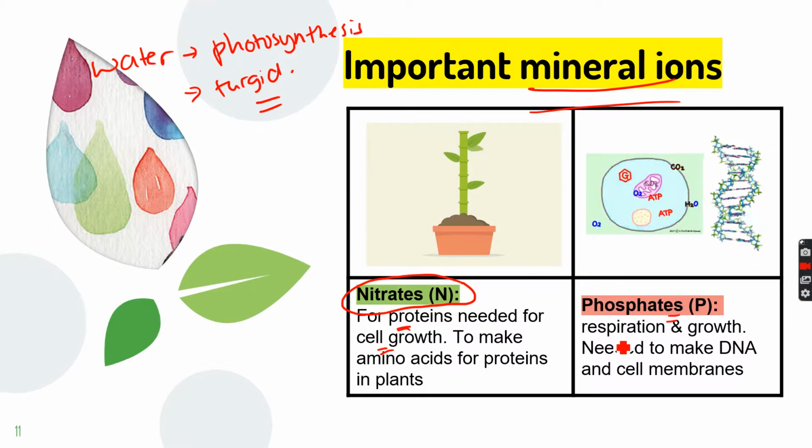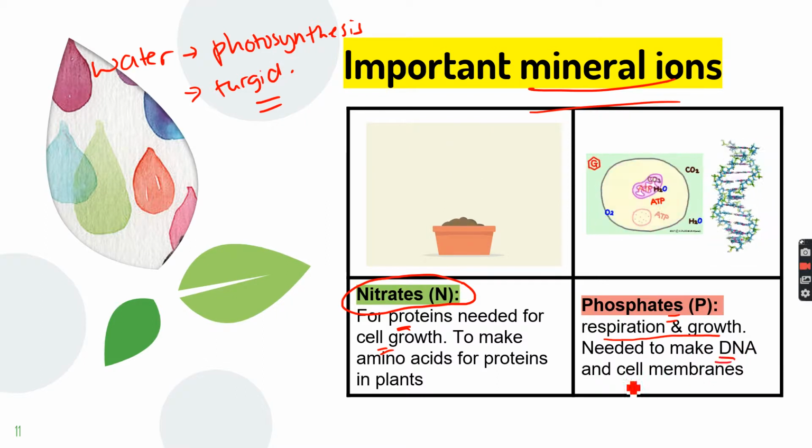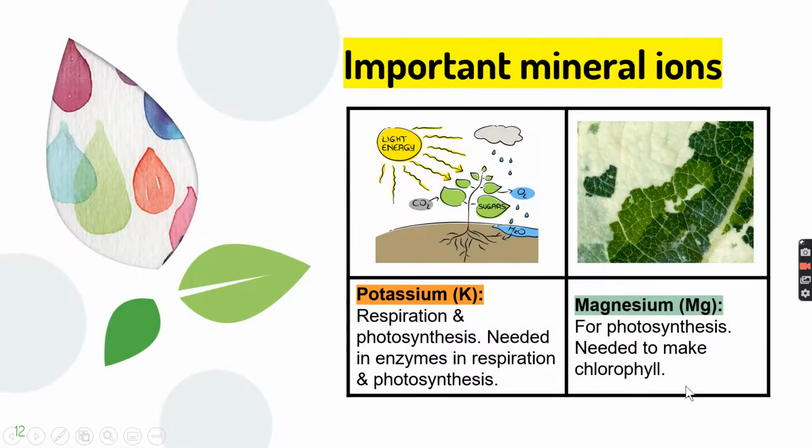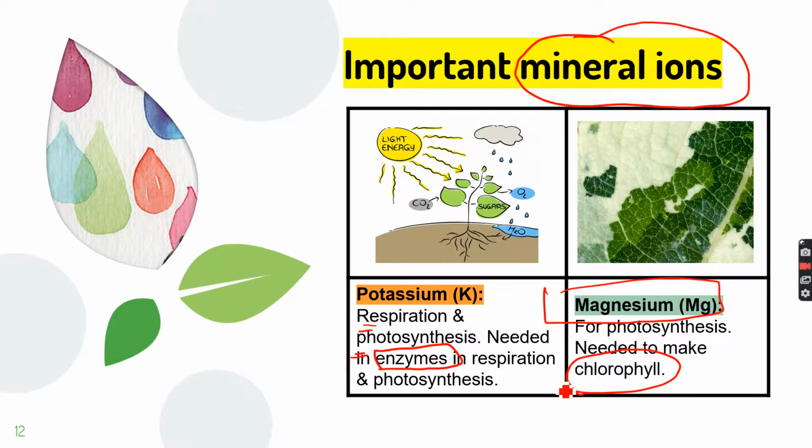Phosphate is another mineral that's important for respiration and growth. Phosphate is also needed to make DNA and cell membranes. Potassium is another mineral ion, so please remember this. It's used for respiration and photosynthesis, needed to make enzymes in cell respiration and photosynthesis. Magnesium, I think this is pretty familiar to you guys. We learned about this. Magnesium is needed to make chlorophyll because it is the central atom of chlorophyll, which is a green pigment needed to absorb light.